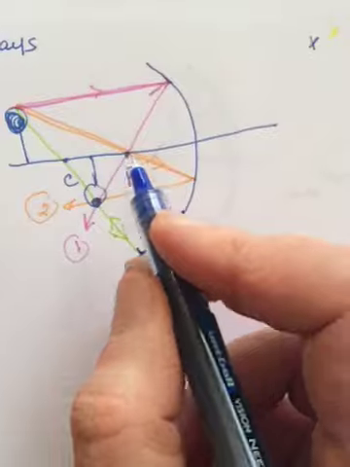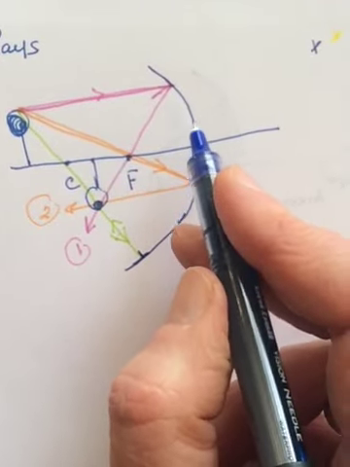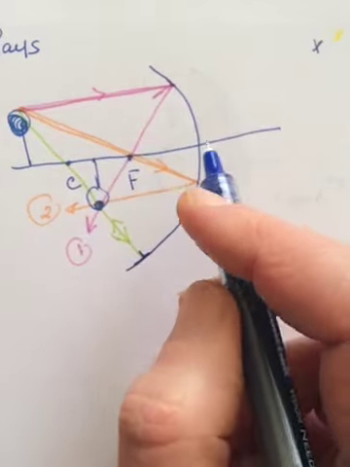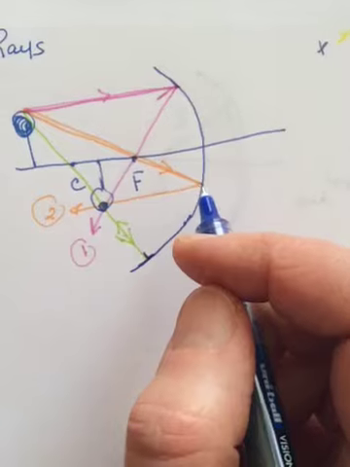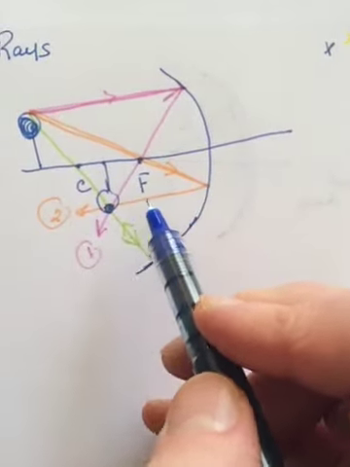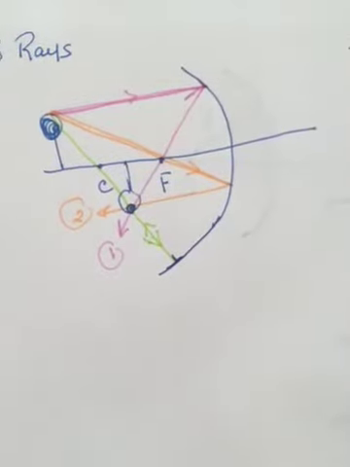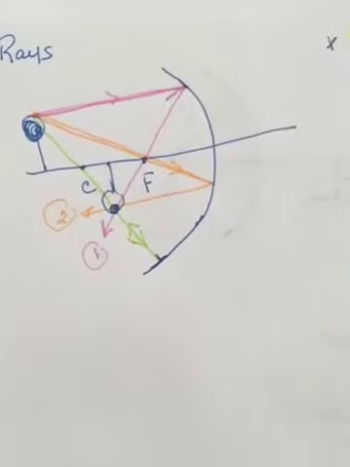Now, we can use any kind of ray. You can draw a ray at any angle, it'll hit the mirror, and we could figure out its reflection by using a protractor. But we don't really want to have to use a protractor to measure the angle every time. So knowing these 3 rays makes our sketches quicker and easier, and it'll allow us to find our images easier.